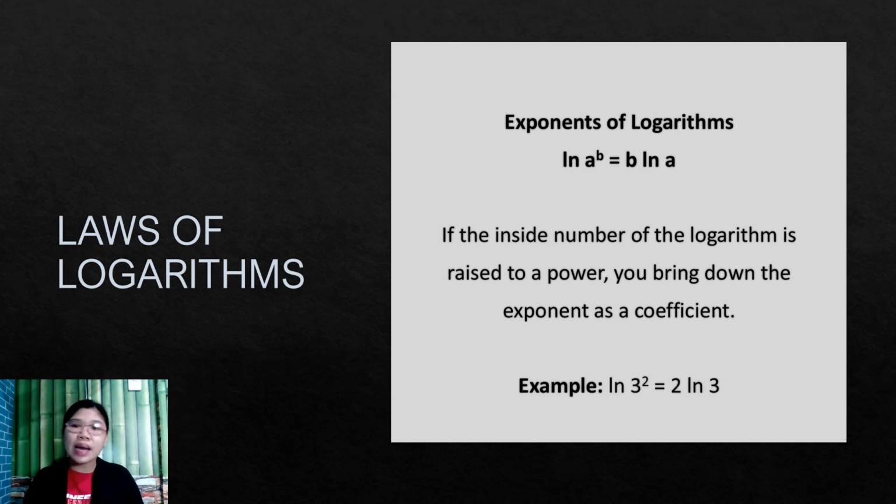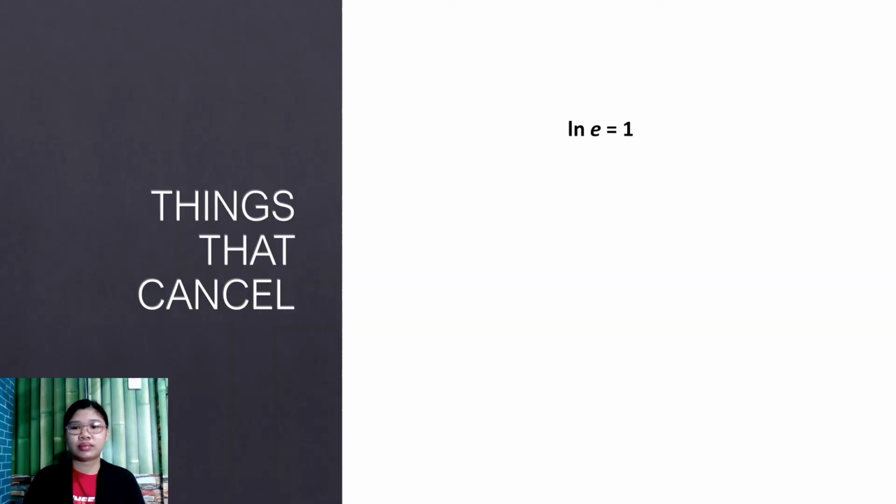As an example, we have here ln 3 squared. We can convert this by making the exponent 2 a coefficient of our logarithm of 3. So, our final answer is 2 natural logarithm of 3. Or, you may also write this as 2 logarithm of 3 base e.